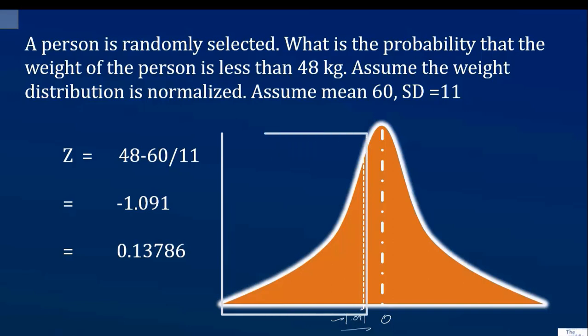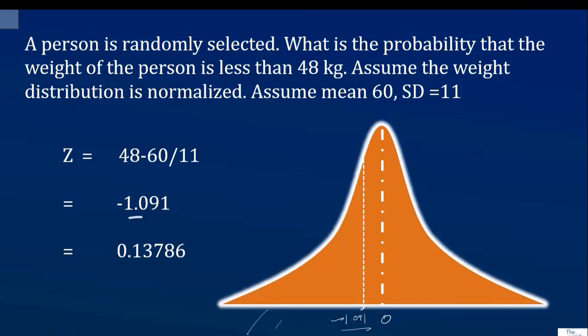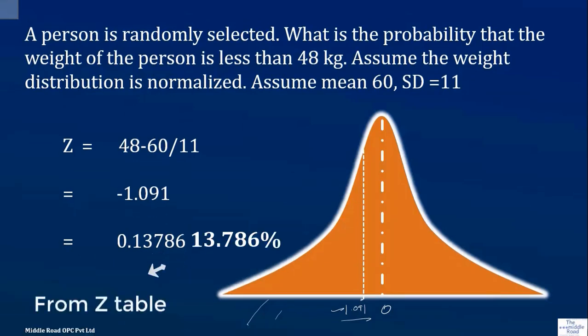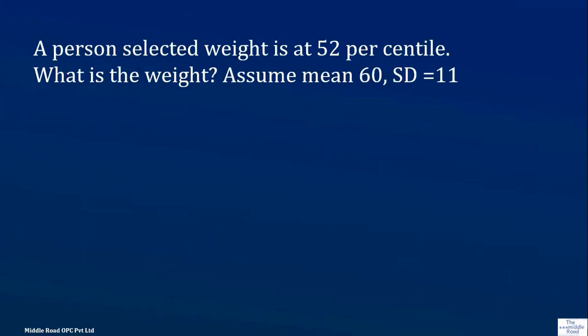This is going to give me the area on the left hand side. What is the probability that the weight is less than 40? Directly you get 13 point, which is the same figure for the negative figure. A person is selected and the weight is at the 52nd percentile. What is the weight? Now here we are trying to find the Z value.